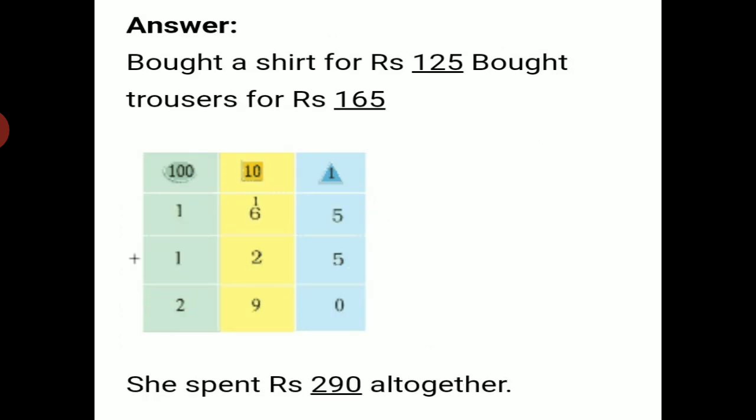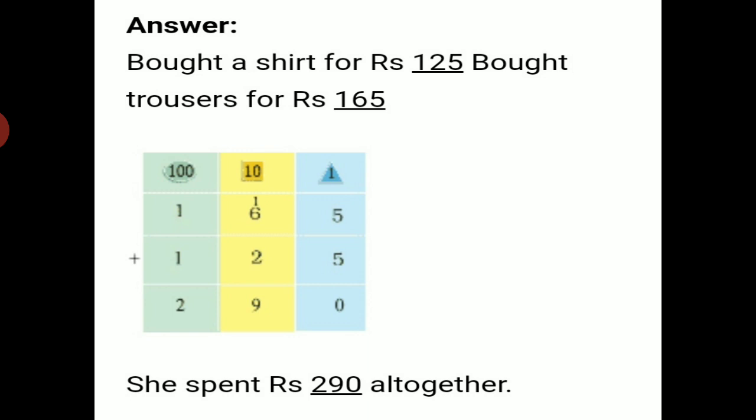See the answer. First you have to write the statement. Bought a shirt for rupees 125. Bought a trouser for rupees 165. Now you add. Arrange them in ones, tens and hundreds and add. Now we always start from the ones place. In addition and subtraction, remember you always have to start from the ones place. So we add the ones place first. Now 5 plus 5 is 10. So you will write 0 and carry 1 forward to the tens place.